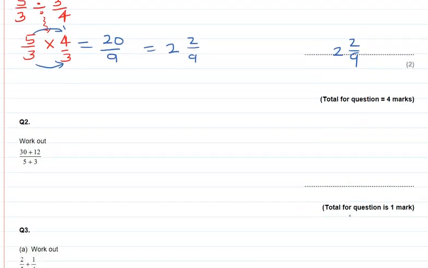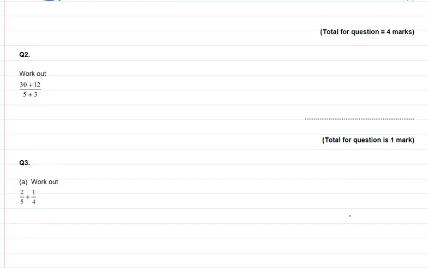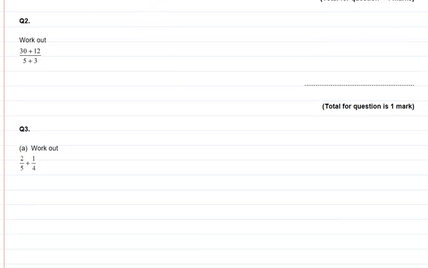If you see another question here, work out 3 over 5 plus 1 over 2... 30 plus 12, if you add it, that is 42, and 5 plus 3 is 8. You can always write your answer as a mixed fraction. So 8 times 5 is 40. Now 2 left. So 5 and 2 over 8, that is your answer here.